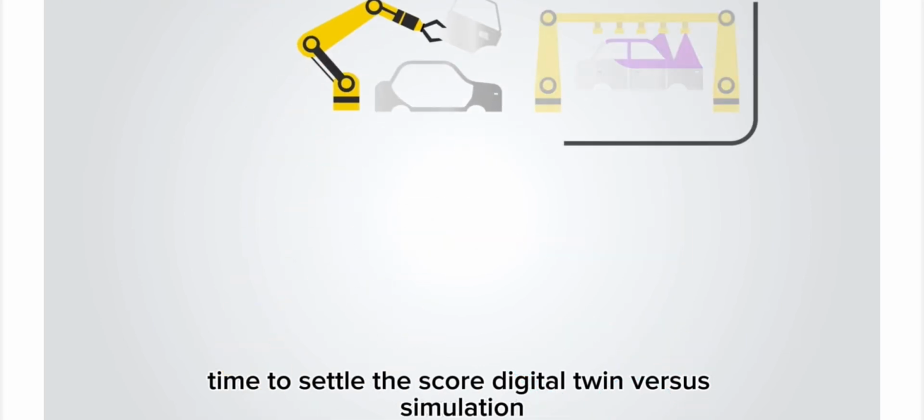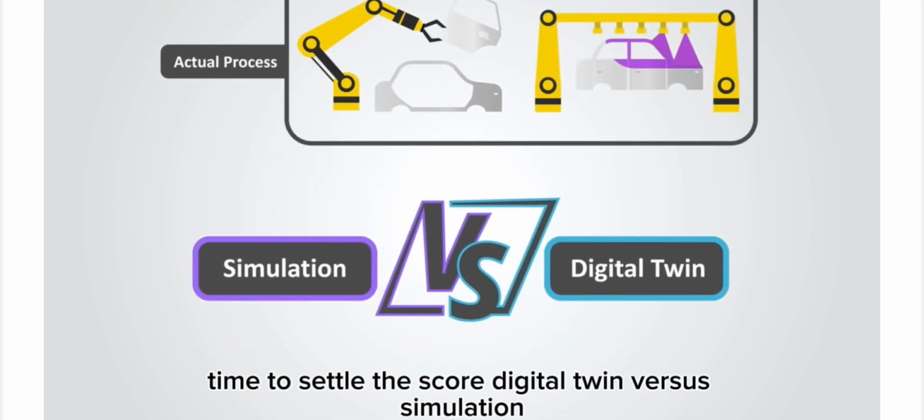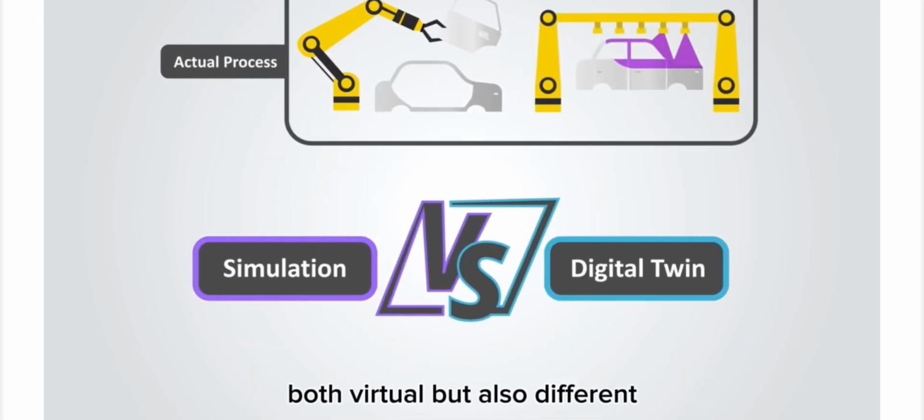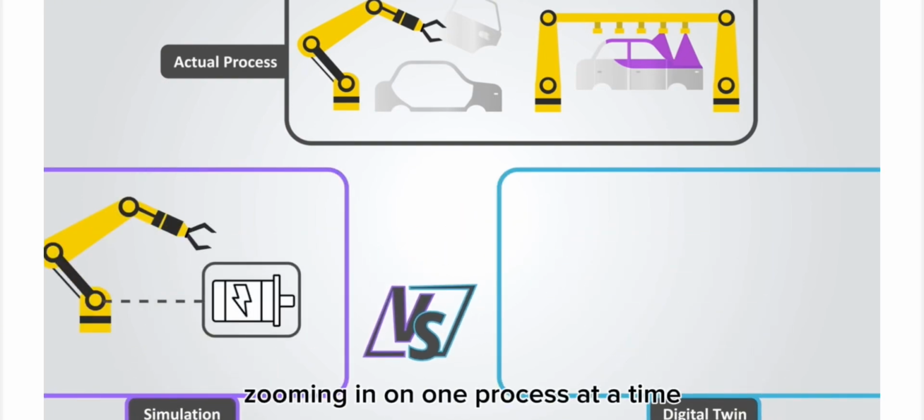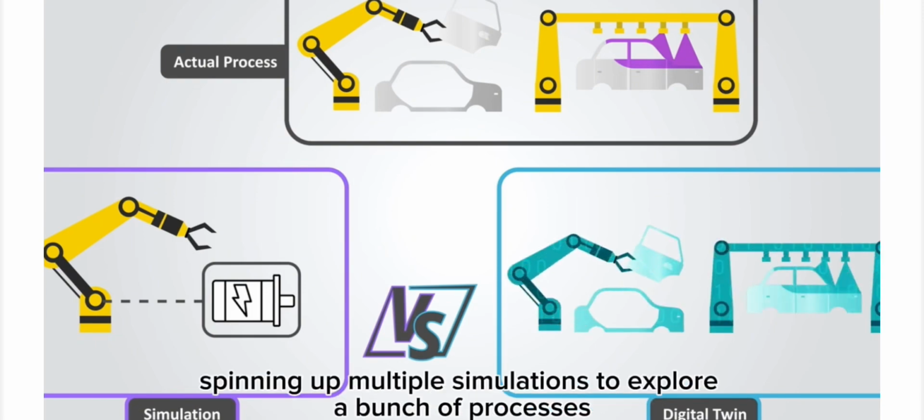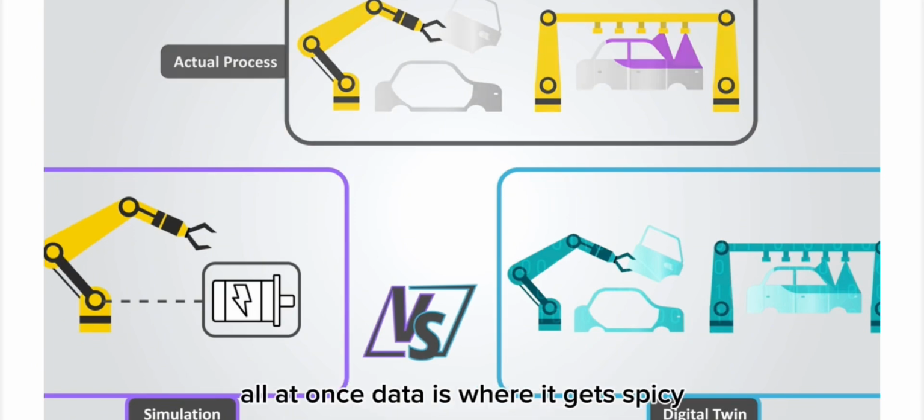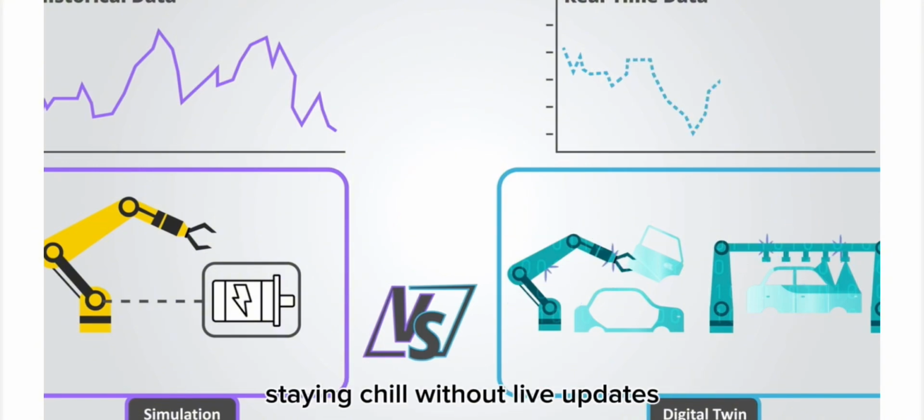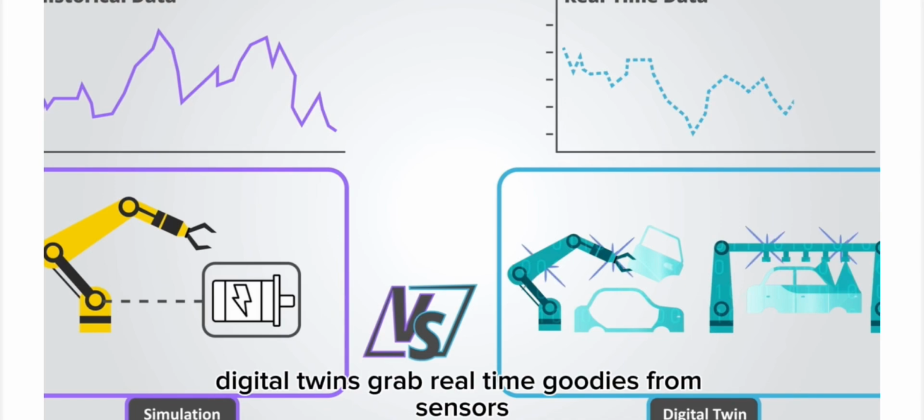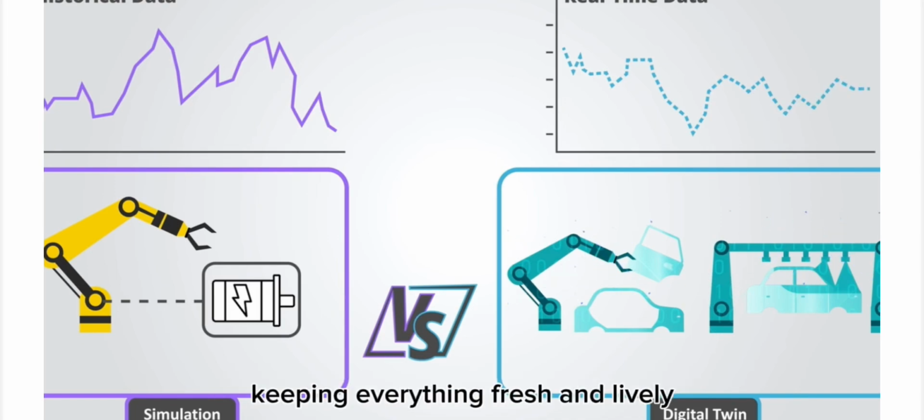Time to settle the score. Digital twin versus simulation. Both virtual but also different. Simulations like to keep it tight, zooming in on one process at a time. Like a solo act, digital twins go big, spinning up multiple simulations to explore a bunch of processes all at once. Data is where it gets spicy. Simulations lean on all these cool static inputs, or whatever you toss in, staying chill without live updates. Digital twins grab real-time goodies from sensors, keeping everything fresh and lively.